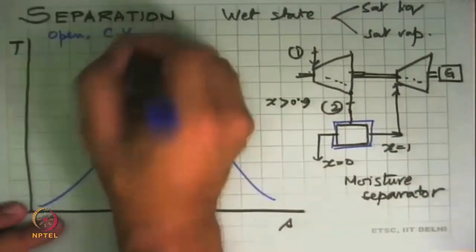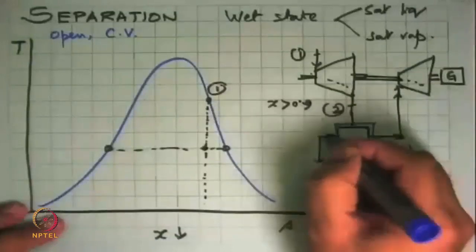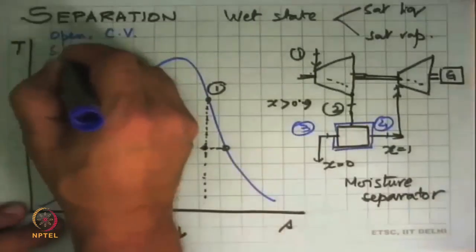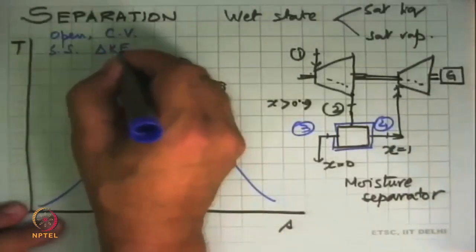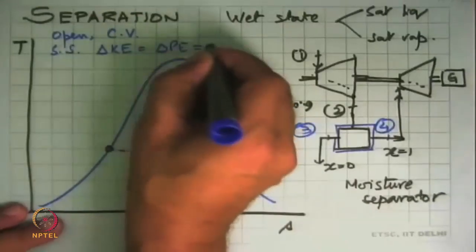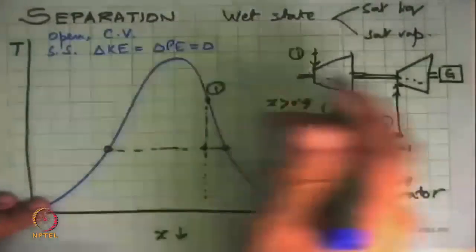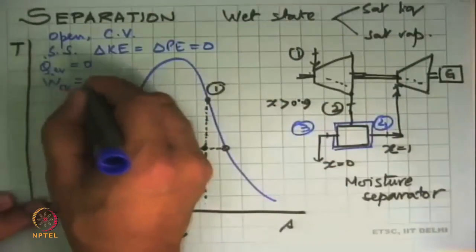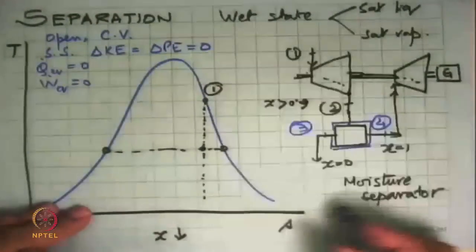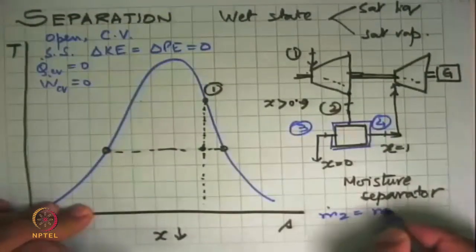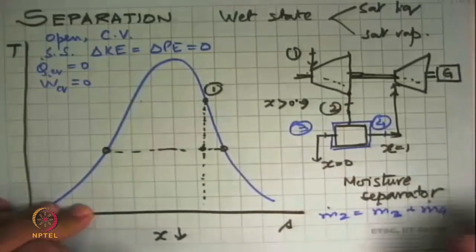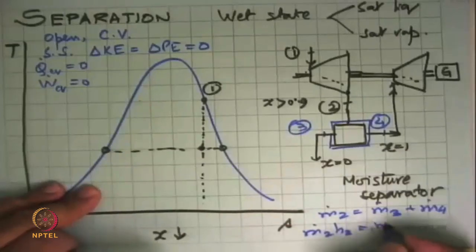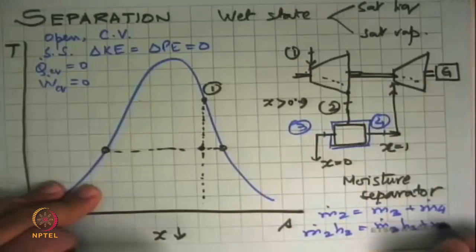So we apply the control volume approach. This is state 2 coming in, state 3 going out here, state 4 going out over there. We assume steady state, no change in kinetic and potential energies. It is a small device, no heat transfer, so Q dot CV equal to 0. We didn't put any work in it, W dot CV is equal to 0. And so the conservation of mass tells us that m dot 2 is equal to m dot 3 plus m dot 4. And conservation of energy tells us that m dot 2 h2 is equal to m dot 3 h3 plus m dot 4 h4.